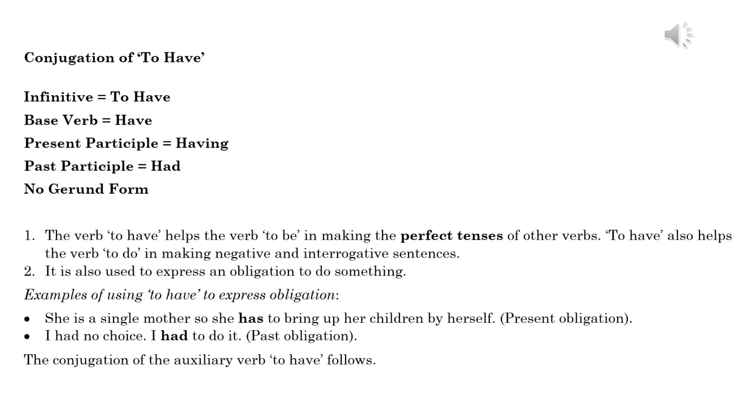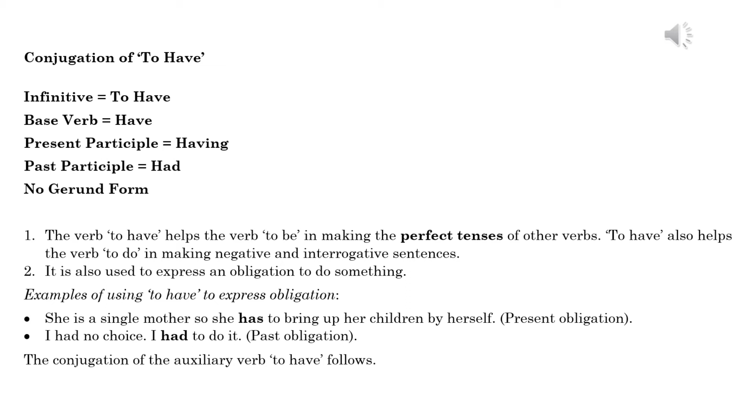Conjugation of to have. Infinitive equals to have. Base verb equals have. Present participle equals having. Past participle equals had. No gerund form. 1. The verb to have helps the verb to be in making the perfect tenses of other verbs. To have also helps the verb to do in making negative and interrogative sentences. 2. It is also used to express an obligation to do something.